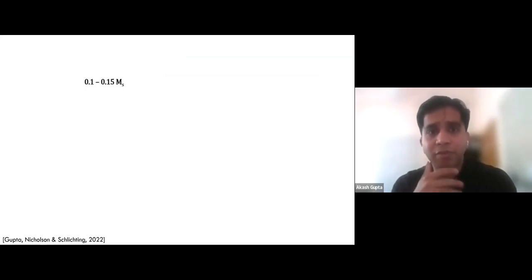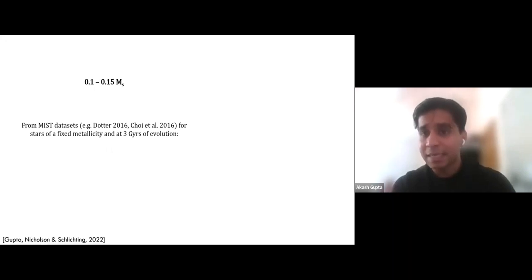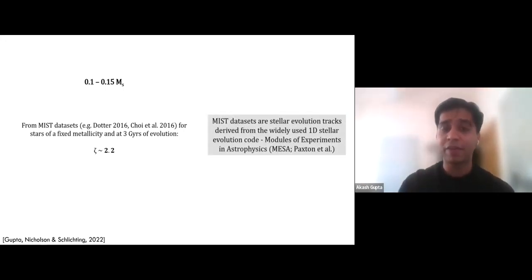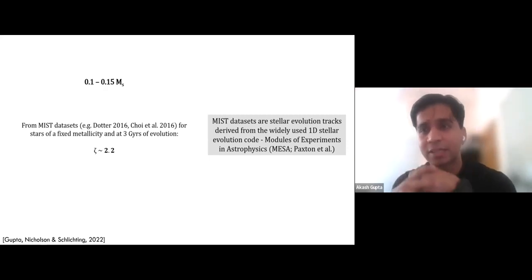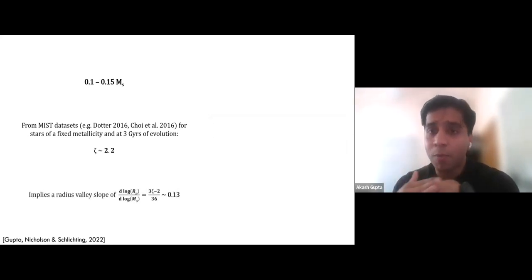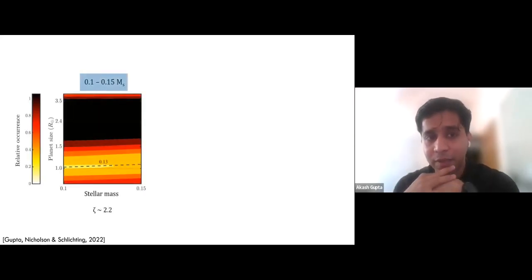So around the 0.1 to 0.15 solar mass case, the MIST datasets basically tell us that zeta should be approximately 2.2, zeta which encapsulates this stellar mass-stellar luminosity correlation. And MIST datasets are basically stellar evolution tracks derived from the widely used 1D stellar evolution code, MESA, or Modules for Experiments in Stellar Astrophysics. And so this zeta value implies that the slope around 0.1 solar masses should be 0.13. And that is exactly what you're seeing here.